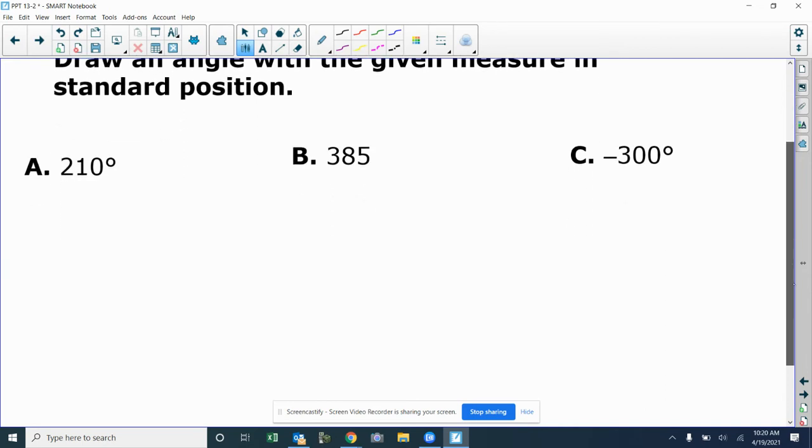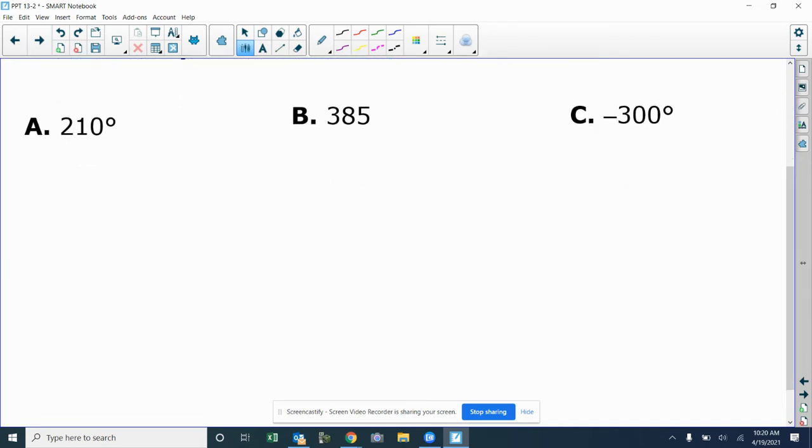We already did 210. Yeah, skip 210. I know, I doubled that up. Skip 210. Oh, you've got to go over.